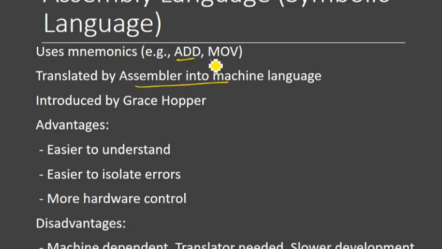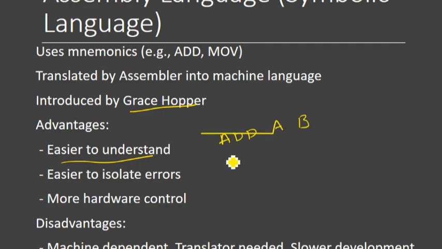So we are going to use some opcodes for writing the program. Assembly language was introduced by Grace Hopper, and it is easier to understand because it is simple. ADD A, B, you can easily understand. SUBTRACT A, B, you can easily understand. These are called mnemonics, opcodes or assembly codes. It is also easier to isolate and find the errors, and it gives more hardware control.